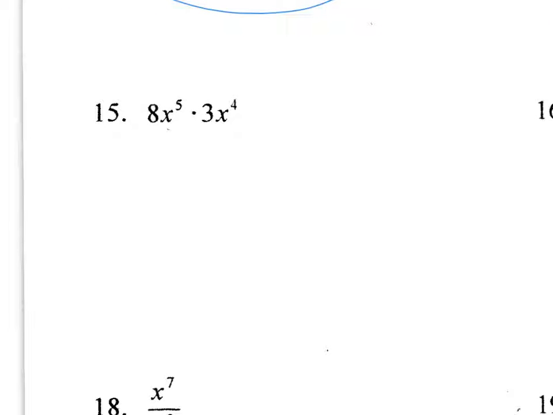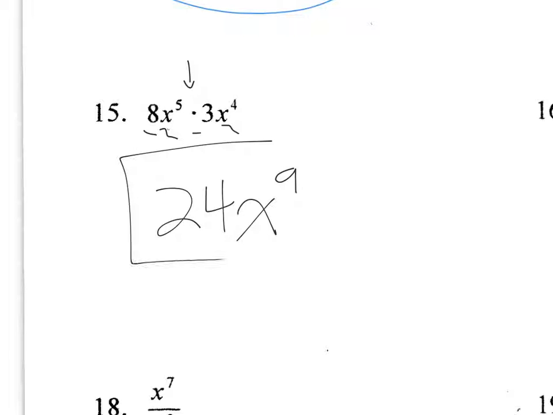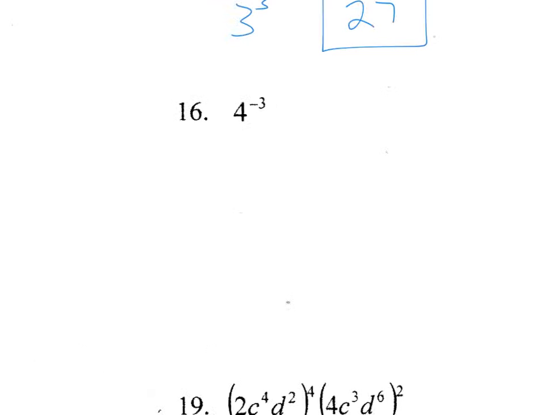15. Not too bad. What kind of problem is it? Multiplication. So multiply. 8 times 3 is 24. In a multiplication problem, what do you do? You add exponents. Moving on.